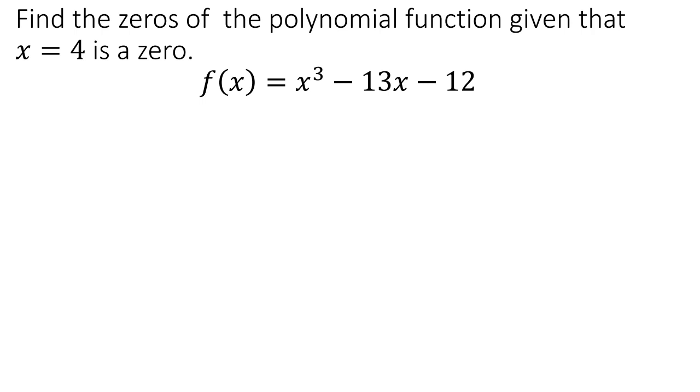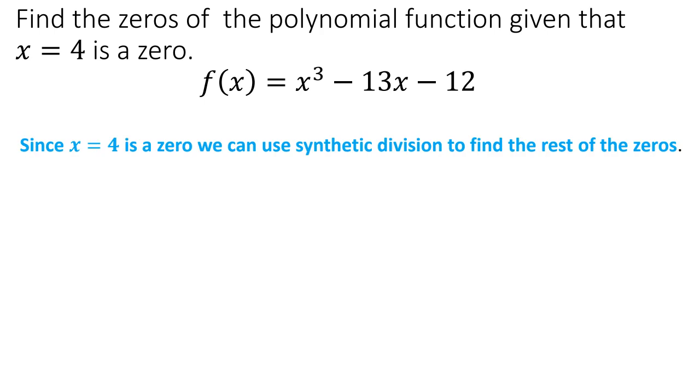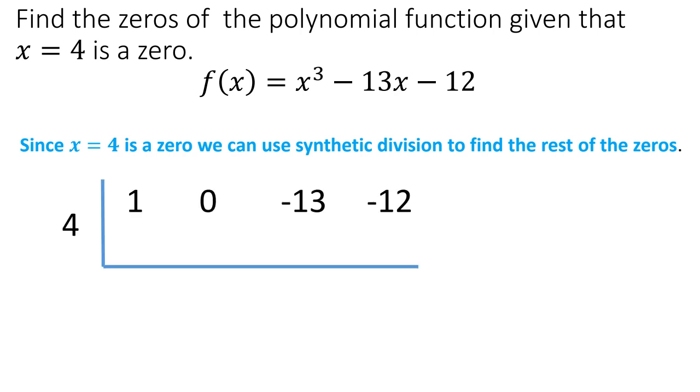All right, so let's go ahead and find the zeros for the polynomial given that x is equal to 4 is a zero. On this particular problem, they're already giving us one of the zeros, which is nice for us. So we want to use synthetic division to find the rest of the zeros. Again, we covered synthetic division before.